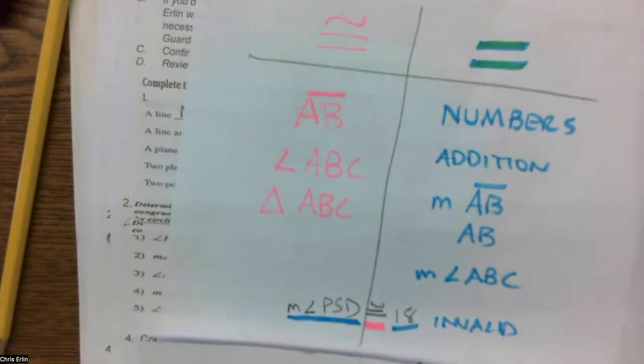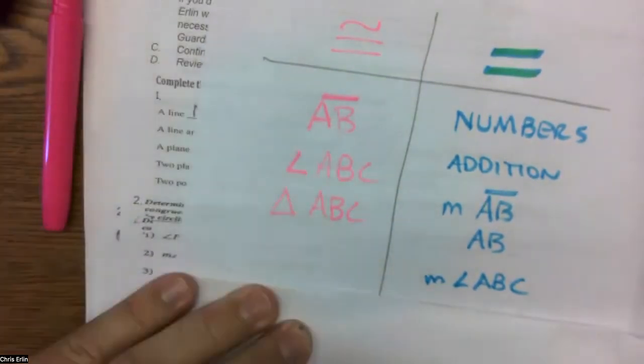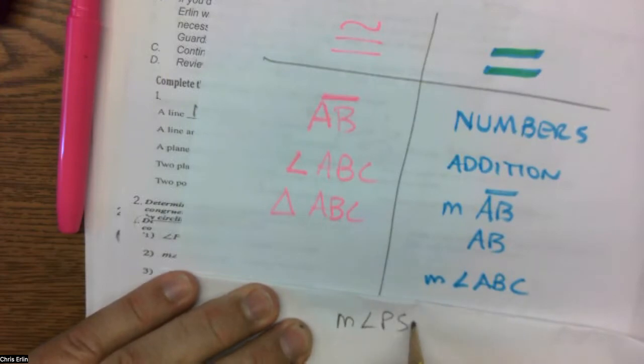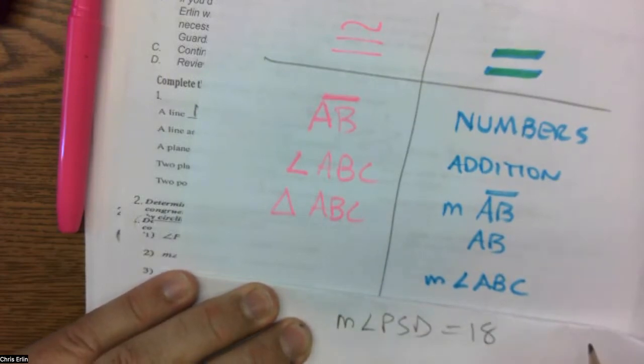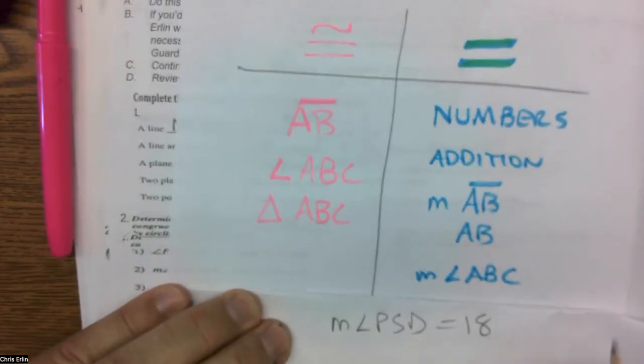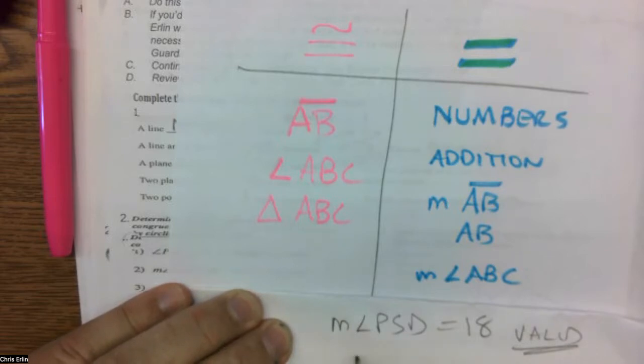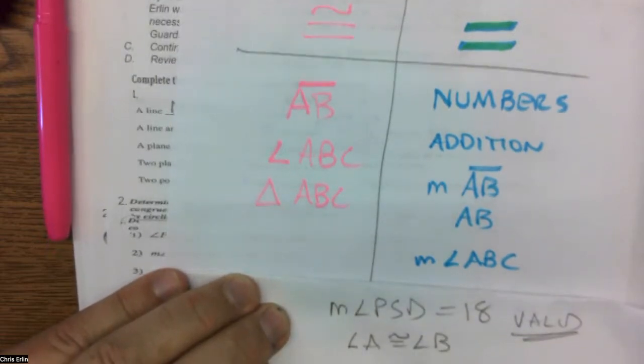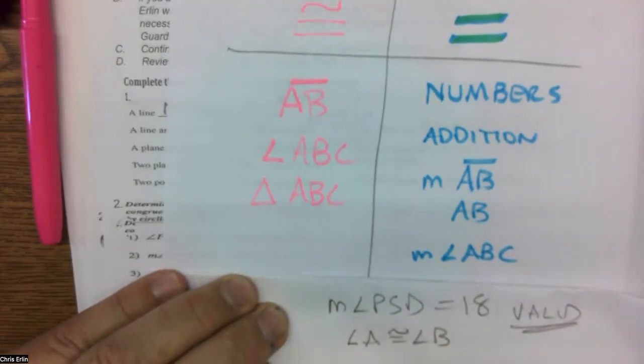What about number 4? The measure of angle PSD is equal to 18. Do we like that? We got a measure of an angle, that's blue. We got an equal sign, that's blue. We got a number, that's blue. So this one's valid. This is written in a correct format. Last one, angle A is congruent to angle B. That's valid, right? It's pink, pink, pink.